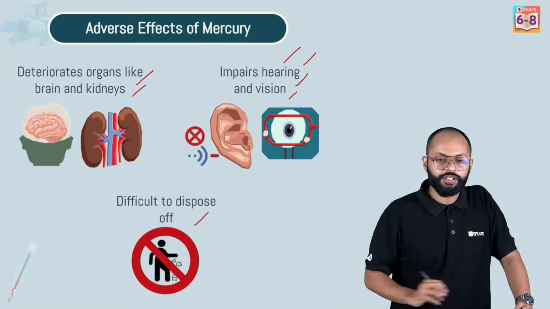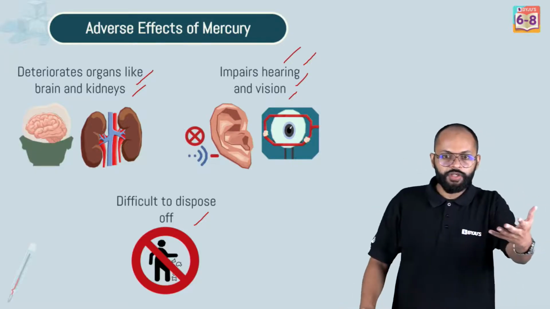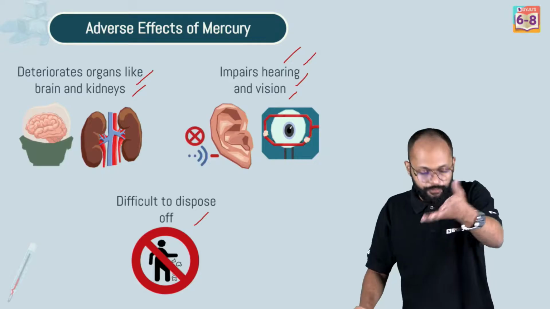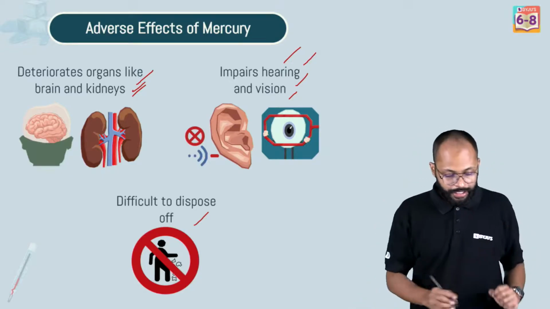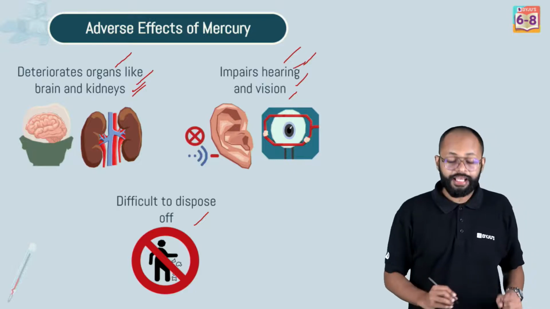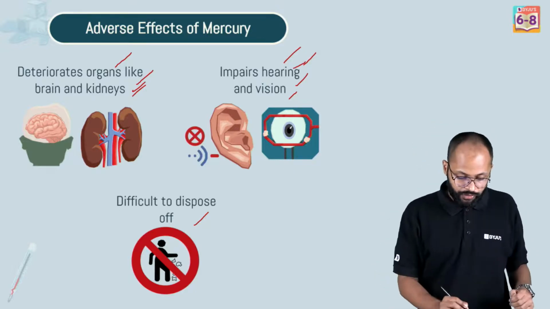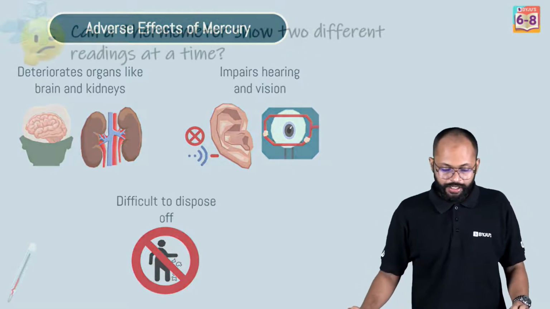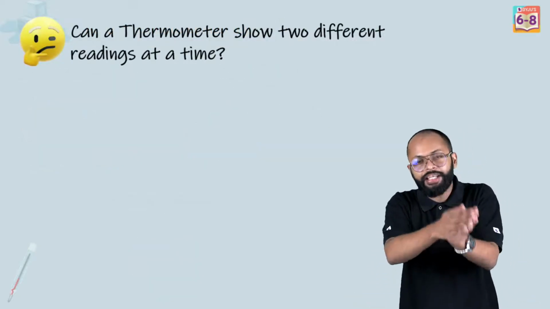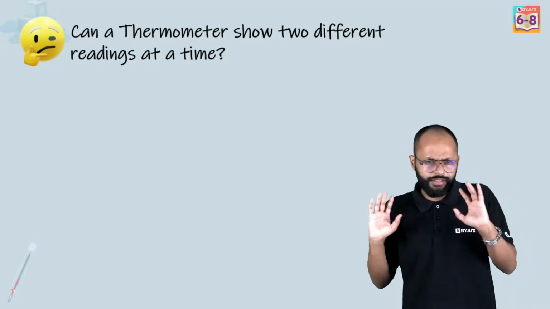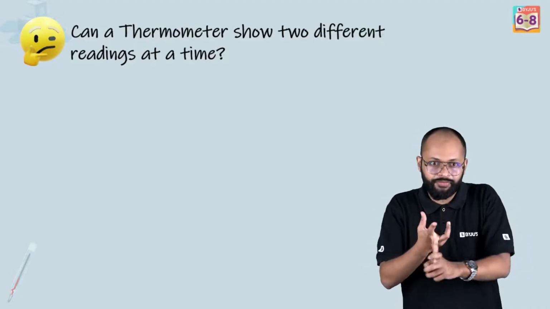Yeah, these problems. So tomorrow when a question comes, mercury, why is it harmful? You will answer that mercury is toxic substance, toxic element, and it deteriorates organs, brains and kidneys. It impairs the hearing and vision, and it is difficult to dispose of, right? So that's why. That was the reason we were trying to move towards digital and infrared thermometers. It's electronics, it's fine, it's fast, it's safe, right?